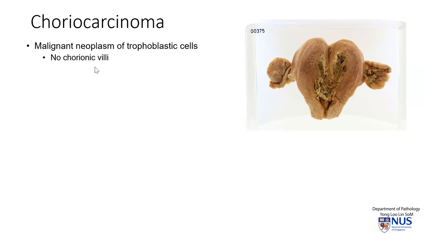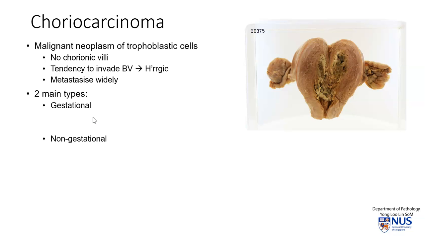There are no chorionic villi in this tumor, so this is different from an invasive hydatidiform mole. This is purely composed of trophoblastic cells, meaning cytotrophoblast and syncytiotrophoblast. Because of this trophoblastic nature of the tumor, the cells often invade blood vessels, and this explains a very hemorrhagic appearance often. Even in the metastatic tumor, there is also often a lot of hemorrhage. And this tumor, because of its tendency to invade blood vessels, tends to metastasize widely.